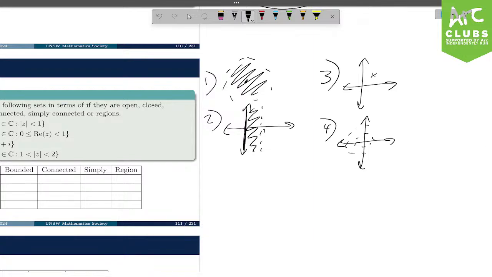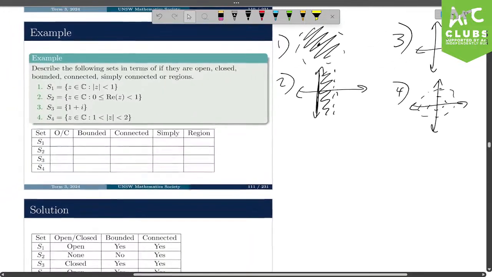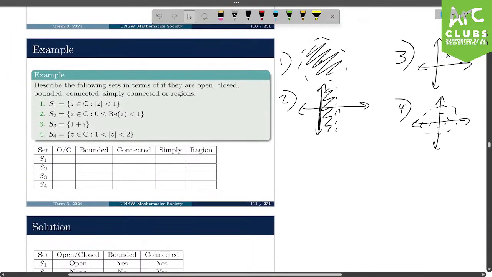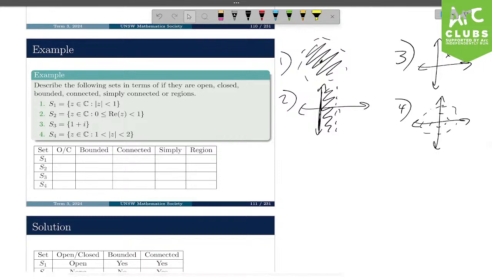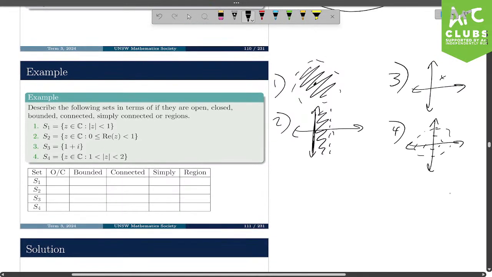Mind you, it is an open annulus. The boundaries are not included. So we're just going to run through, okay, is it open, closed, bounded, connected, simply connected, or a region? All that jazz. So open, closed, number 1, clearly open, no boundaries included.